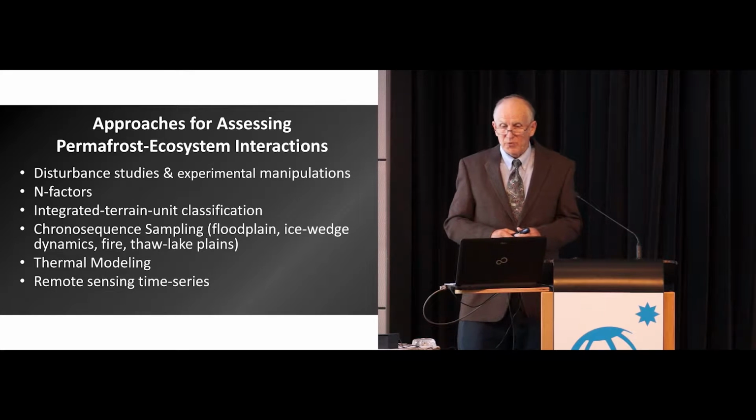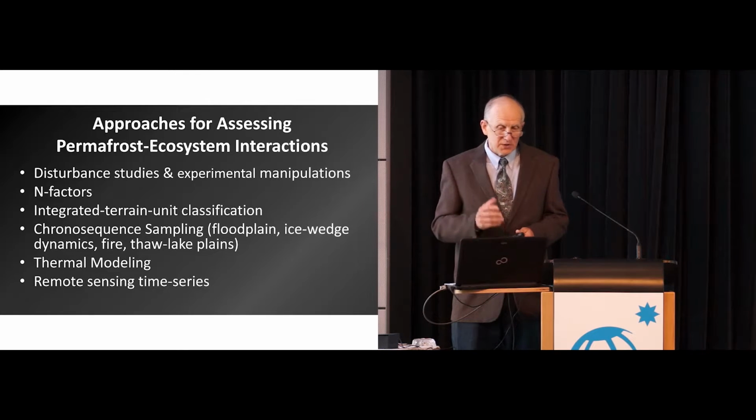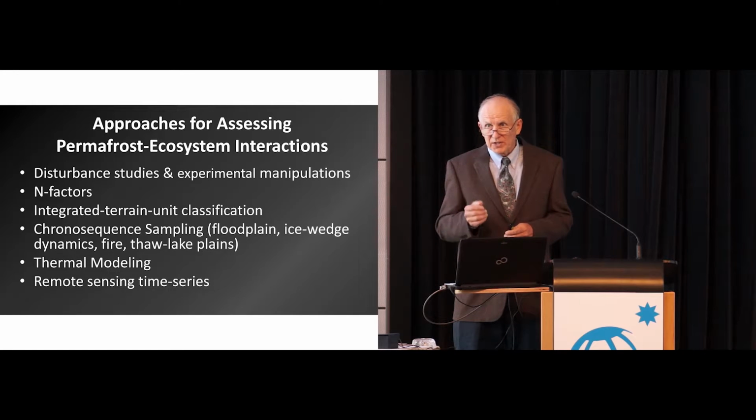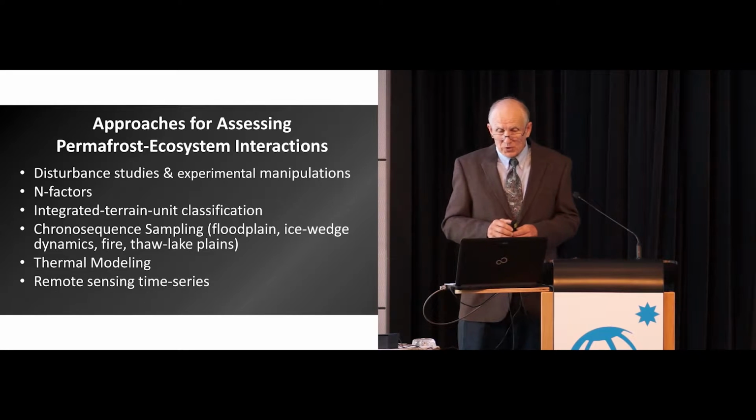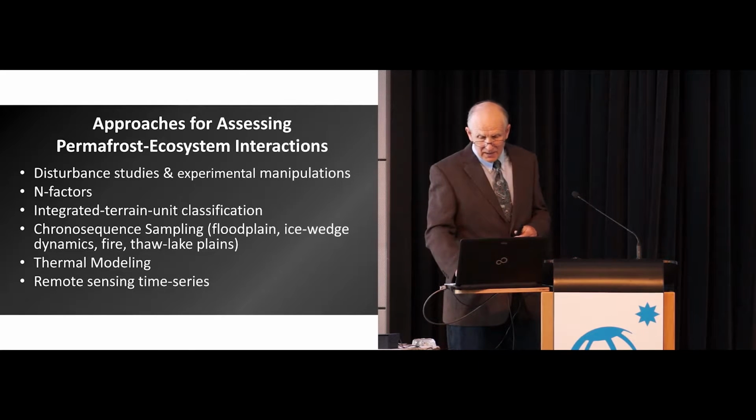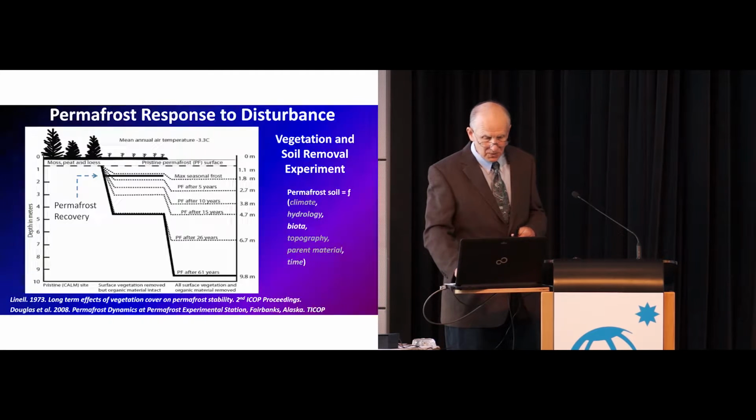So approaches for assessing these permafrost ecosystem interactions that we've used are disturbance studies, experimental manipulations, and factors approaches to measuring soil temperatures and effects of ecological conditions, integrated terrain unit classification to look at the relationships between vegetation, soils, landforms, and permafrost. And then to address time, we use chronosequence sampling, and I'm going to provide some examples from floodplains, ice wedge dynamics, fire, and thaw lake plains. And you can use thermal modeling to help isolate the sensitivity of various parameters from these state factors, and then remote sensing time series to look at changes over time as permafrost interacts with the ecological conditions at the surface.